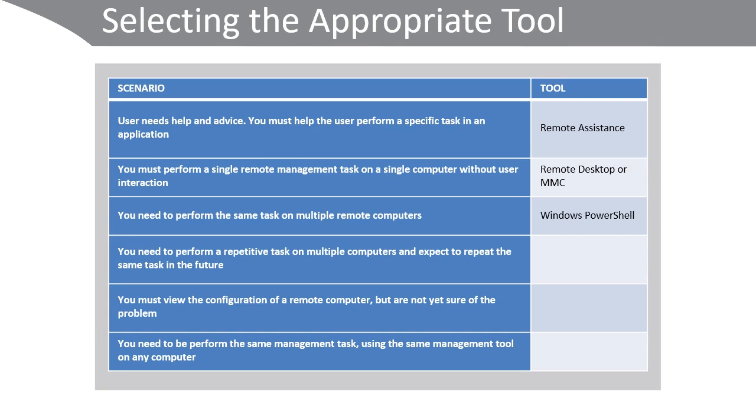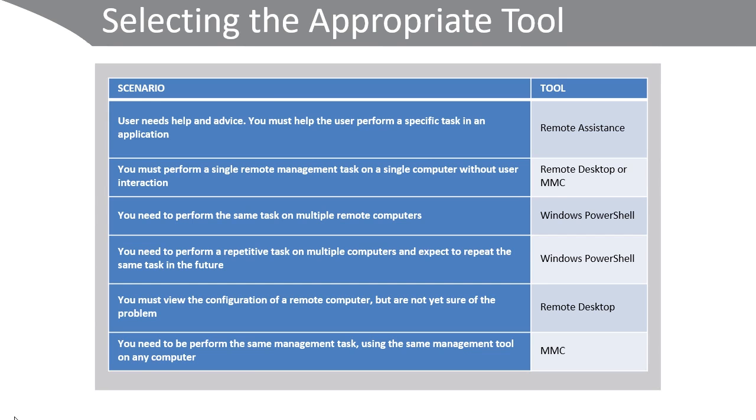You want to perform the same task on multiple remote computers, Windows PowerShell is probably the way to go. Once you've created your script, you can run it against multiple machines. If you want to do it again and again, then you've written the script. It's available to you as a tool that you can reuse, so it's a sensible and non-interactive way of performing that task. You need to perform a repetitive task on multiple computers and you want to repeat it. Well, again, as I've said, Windows PowerShell. You must view the configuration of a remote computer, but are not yet sure of what the problem is. Remote Desktop allows you to take control of the remote machine and investigate it closely. And you want to perform the same management task using the same management tool on any computer, then the management console is the way to go.